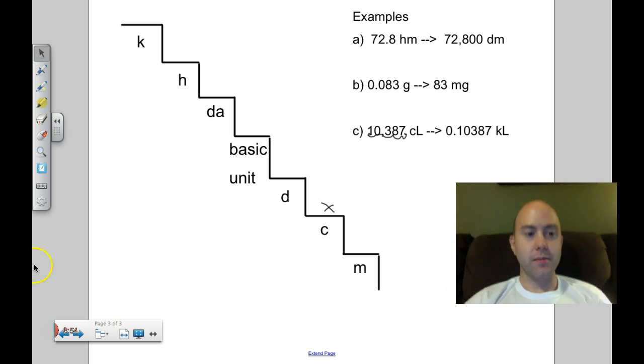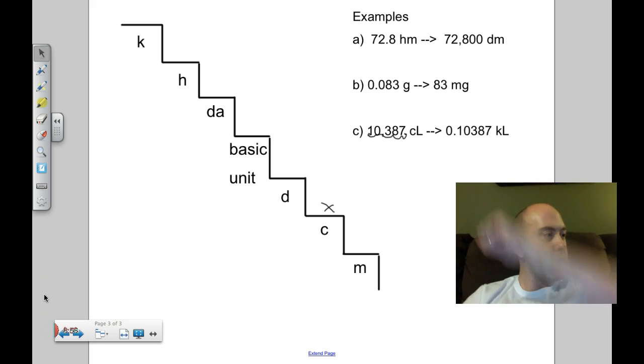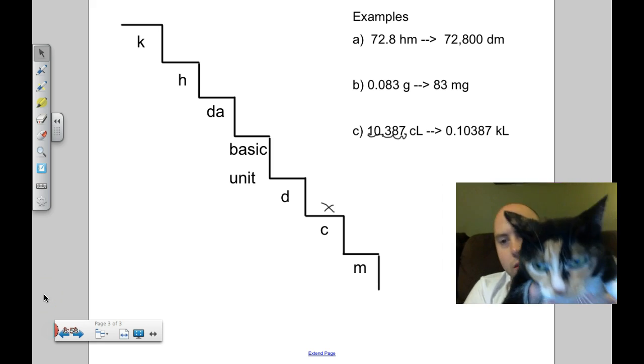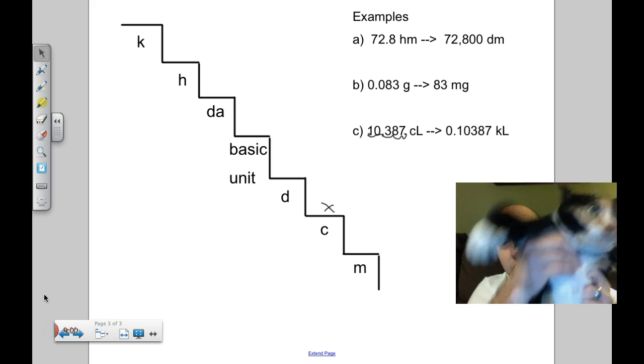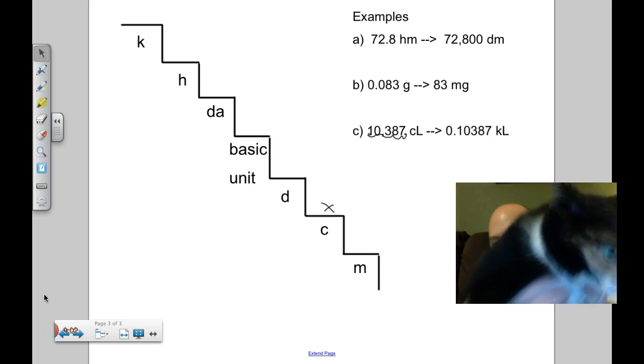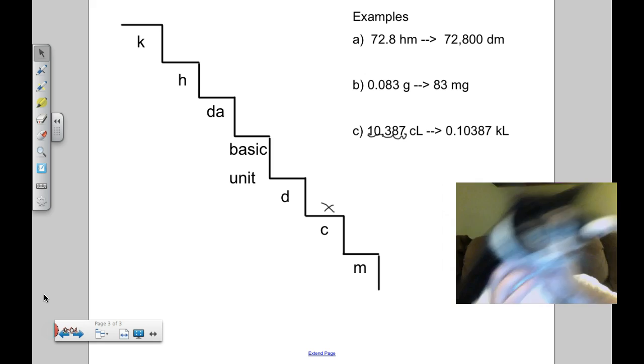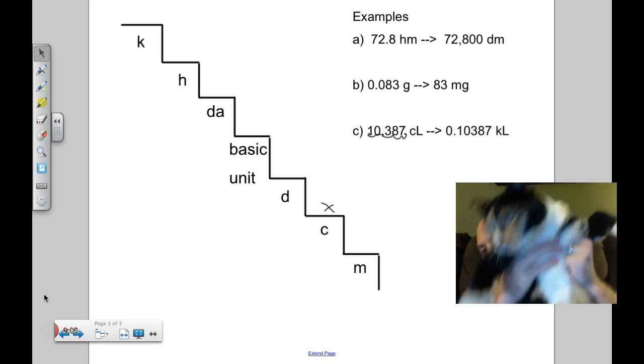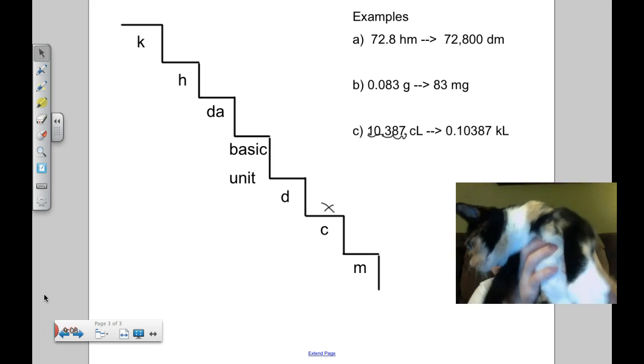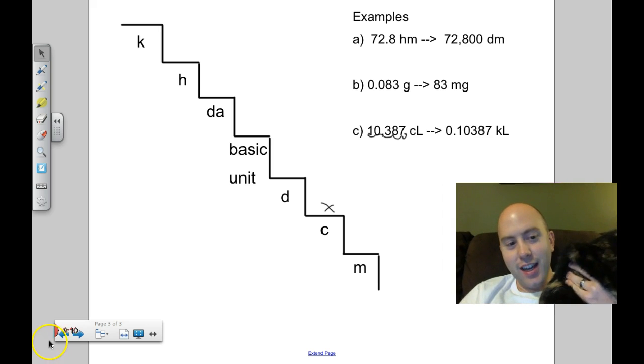That's it. Alright, Bella, do you want to say any last words? Bye! Dancing cat, dancing cat. Look at me dancing, I'm a dancing cat. Yeah, that's funny.